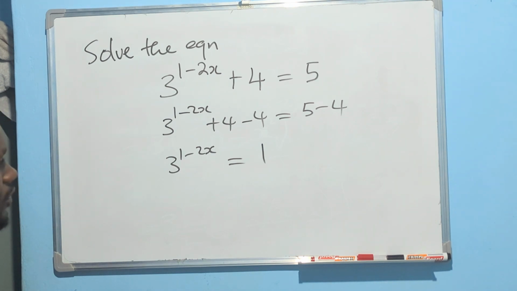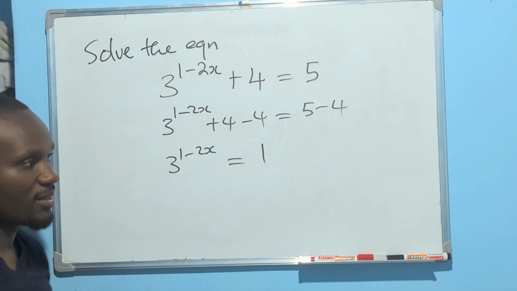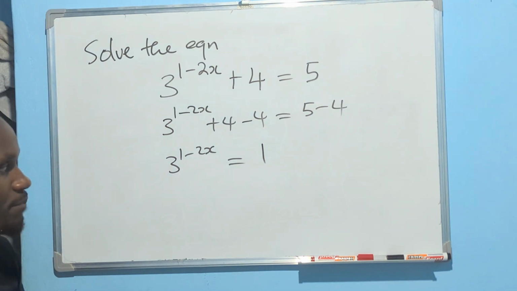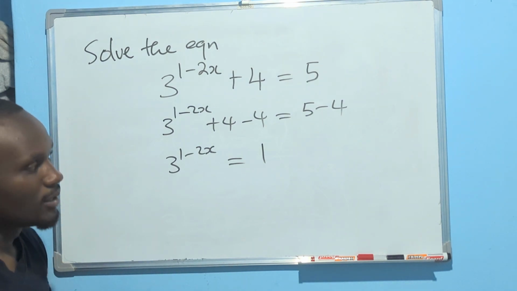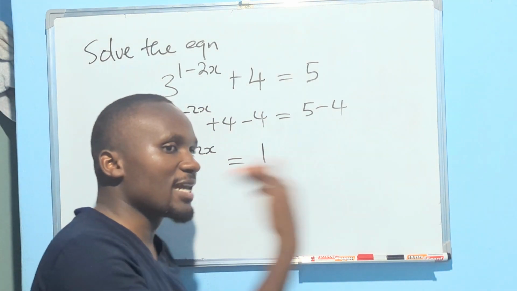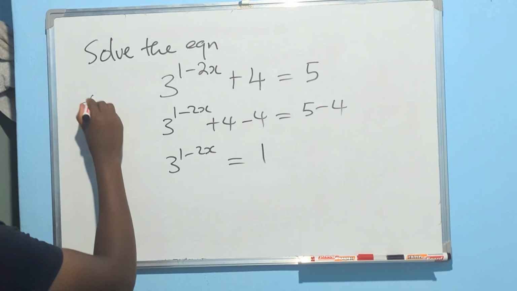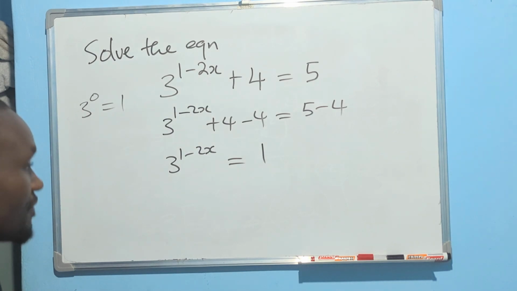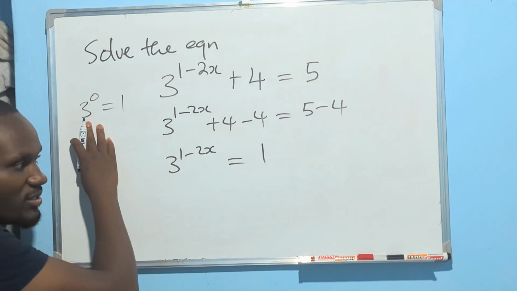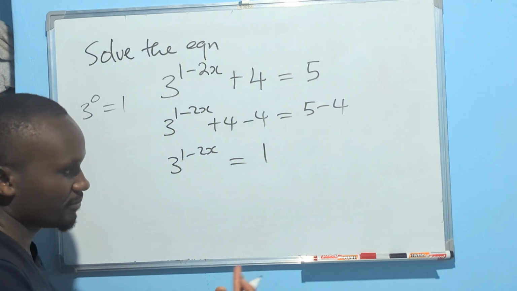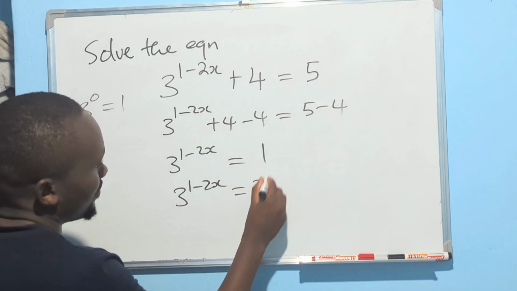Quite interesting, huh? What we're going to do here is introduce a concept that you learned in mathematics. The concept is that any number raised to the power of 0 gives 1. Because we have that background, we know that if we raise 3 to the power of 0, this should give us 1. That means that instead of having a 1 here, we can write 3 to the power of 0, because it's the same thing. I've not changed anything. So we'll have 3^(1 minus 2x) equal to 3^0.